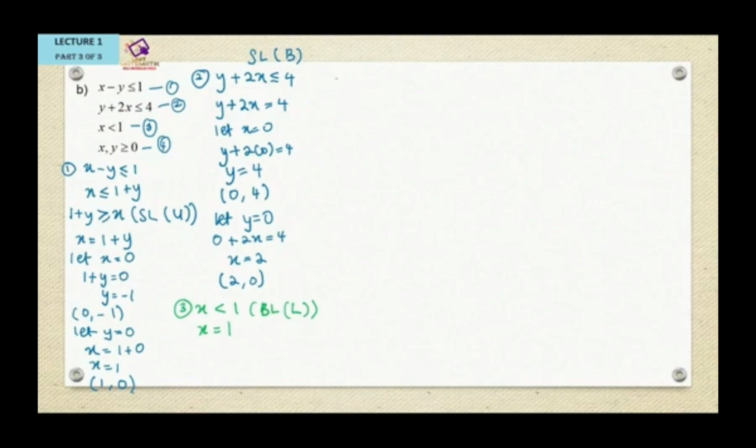Then for the fourth inequality, we have x, y greater than or equal to 0. What does the fourth inequality mean? The fourth inequality shows that the graph or the region is in the first quadrant.